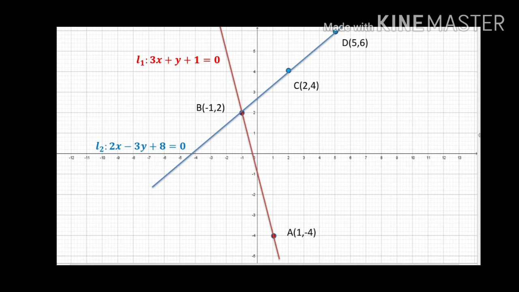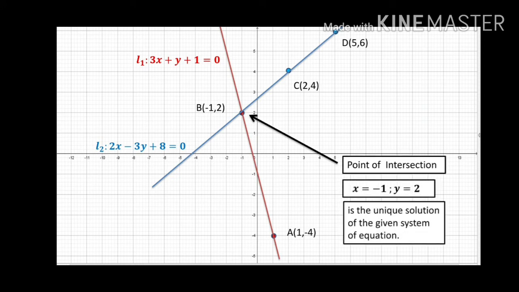Now we can see here lines L1 and L2 meet at (-1, 2). So we can say here x = -1, y = 2 is the unique solution of the given system of equations. Wherever they meet, that will be the solution for the given system of equations.